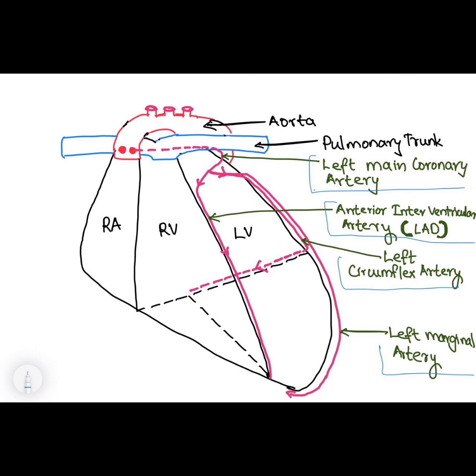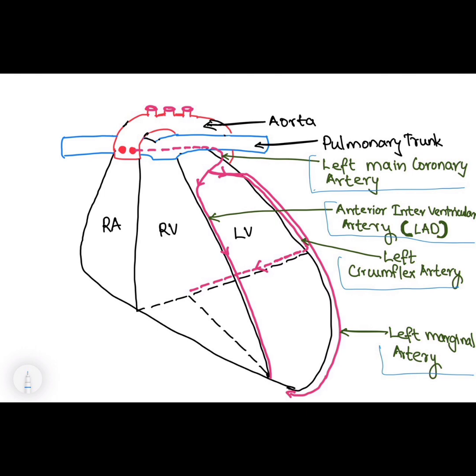The LAD originates from the left main coronary artery after it bifurcates. It runs anteriorly and downward in the anterior interventricular sulcus, and it travels towards the apex of the heart. Therefore, it is also known as the anterior interventricular artery. It gives off diagonal branches and septal perforators.